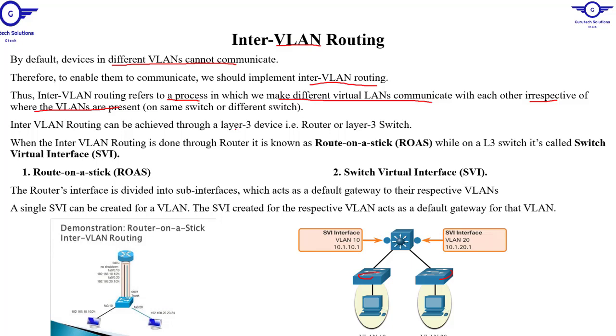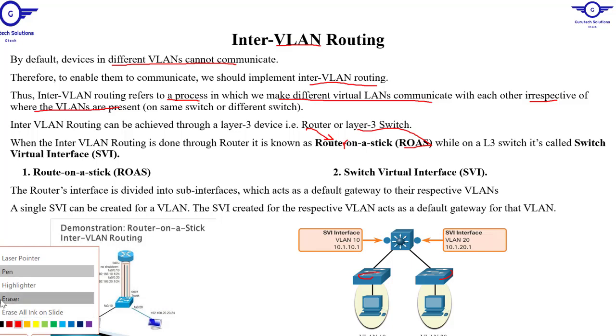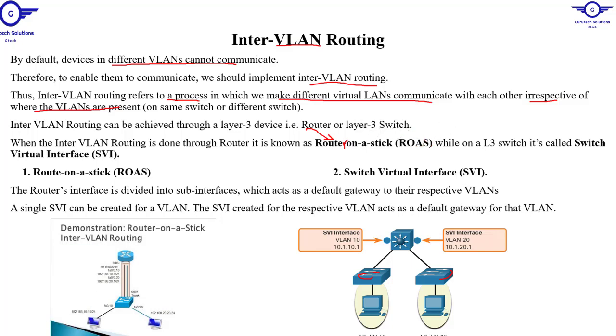So inter-VLAN routing can be achieved. We can implement inter-VLAN routing either on a router or a layer 3 switch. When we implement inter-VLAN routing on a router, we call it a router on a stick. Not route, but router on a stick, ROAS. But whenever we implement inter-VLAN routing on a layer 3 switch, then it's called a switch virtual interface, SVI.